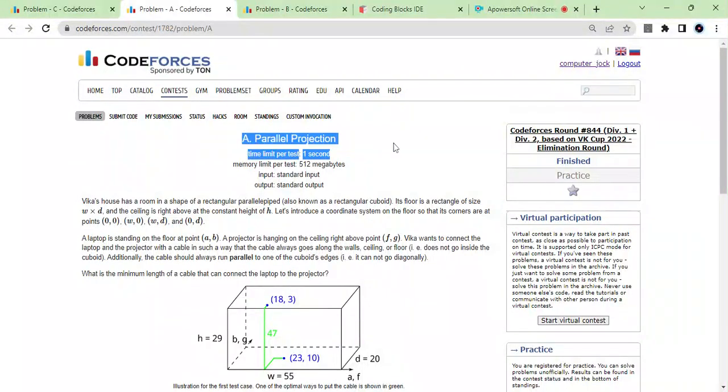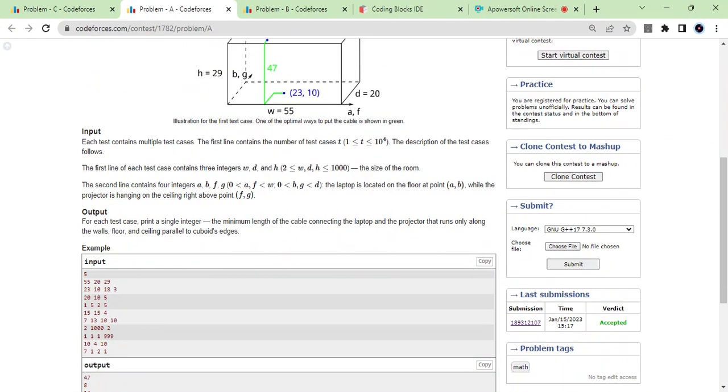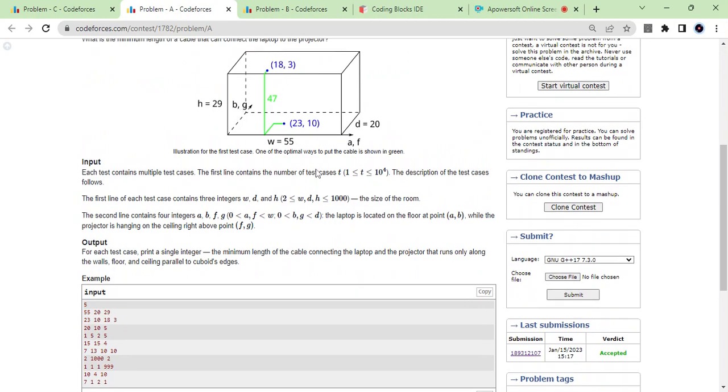Problem of today: Codeforces contest 844 div 1 plus div 2, problem 1523. Let's start with parallel projection. You have been given t number of test cases. You have been given W, D, H, which represent the three dimensions of a cuboid, and then there are A, B, F, G which represent two points. A and B is one point, F and G is another point.